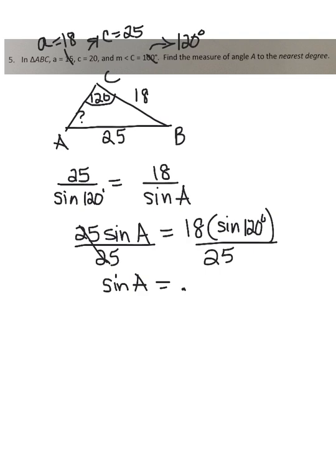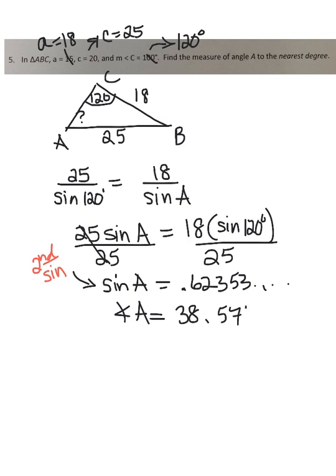I get 0.62353, and it keeps going. And then remember, this is where you do second sine in your calculator. Second sine, second answer. All right, so let's see what we end up getting. When I do that, I get angle A equals 38.5749. And we want this to the nearest degree. So angle A will be 39 degrees.